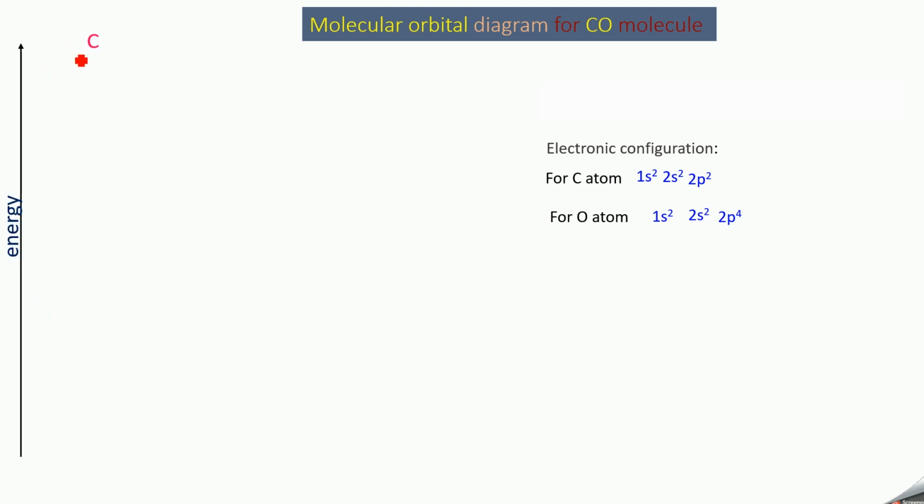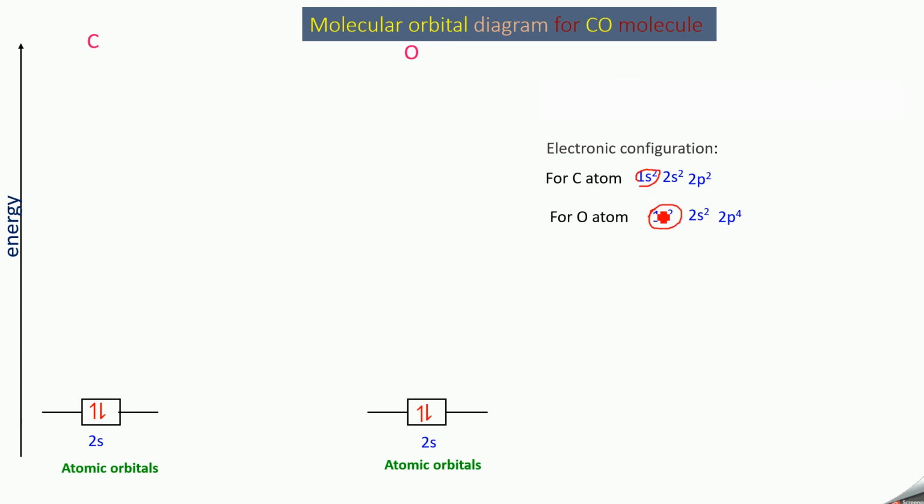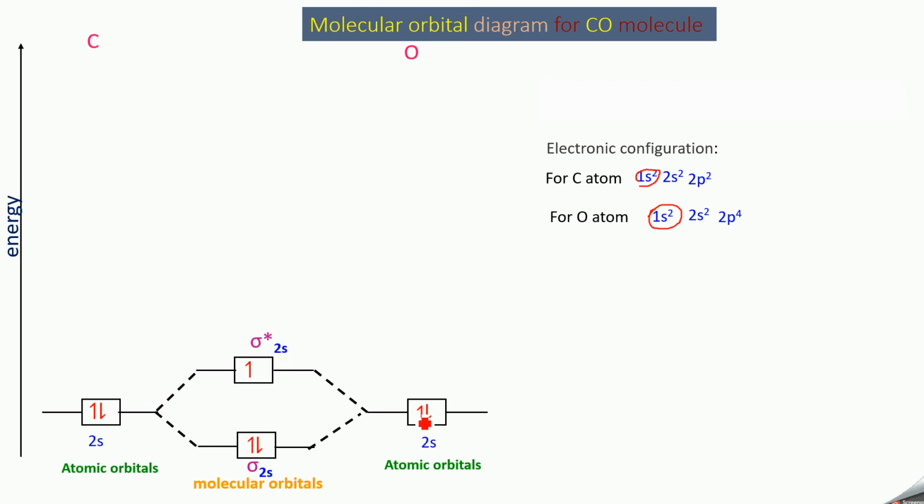First you take carbon here, whose atomic orbital will start with 2s, with 2 electrons. Next we go to oxygen, whose atomic orbital 2s has 2 electrons. We are not going to write for 1s. We will start with 2s. So 2s with 2 electrons for carbon and 2s with 2 electrons for oxygen. Now these two will mix to form two molecular orbitals, and the lower one is called sigma 2s, this one is sigma star 2s. So we have 4 electrons here, fill it with 4 electrons.